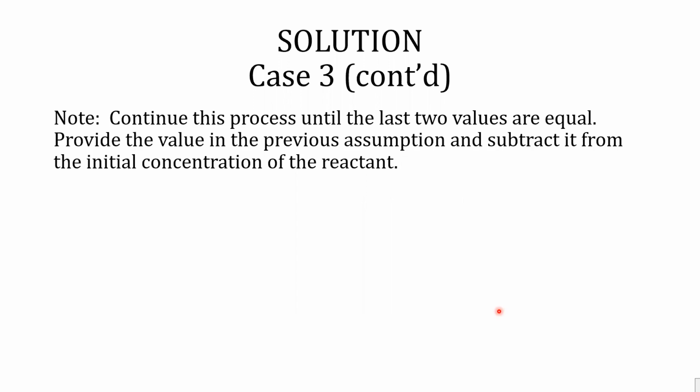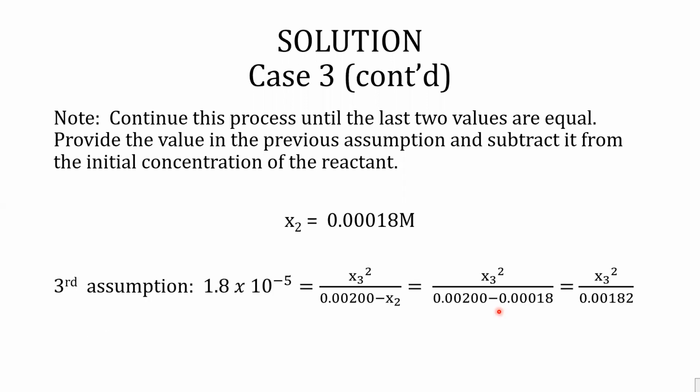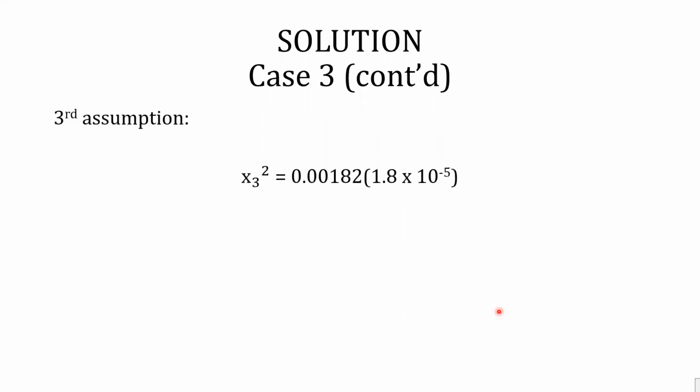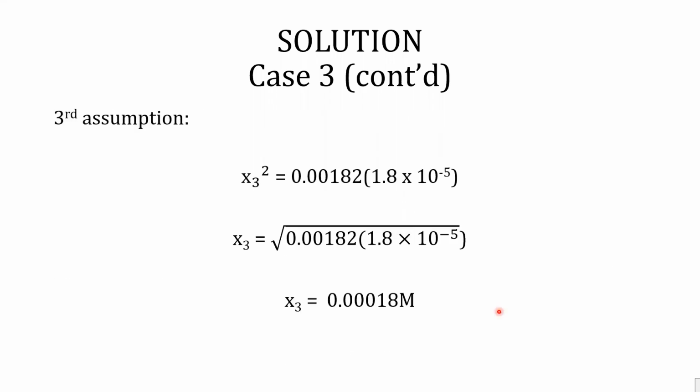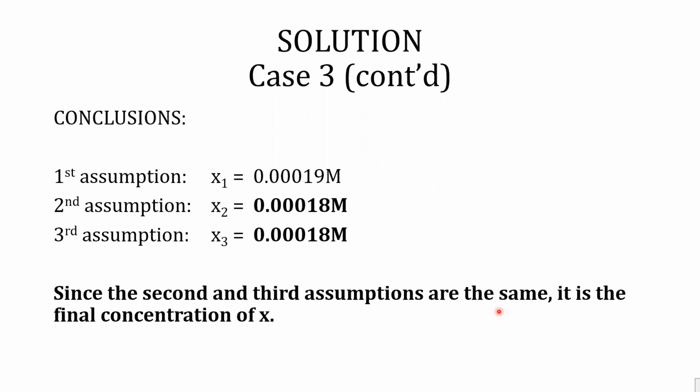Take the value from the previous assumption calculated and subtract it from the initial concentration of the reactant. For the third assumption, with x2 equaling 0.00018 M, if we plug in the value and subtract it from 0.00200 and perform the same calculation, x3 equals 0.00018 M. As one can see, x2 and x3 are the same, so this process is over.